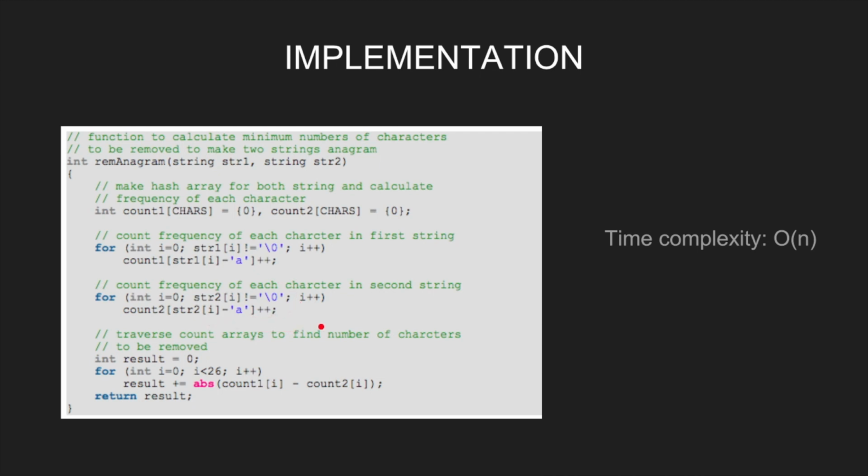Then traverse the count arrays to find the number of characters to be removed. Keep on adding the difference in the counts of each character to the result. Finally, return the value of result. The time complexity of this solution is O(n), where n is the length of the bigger string.